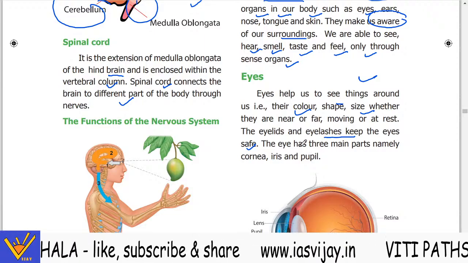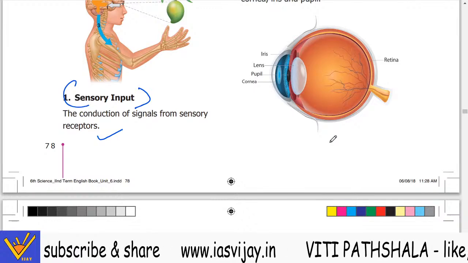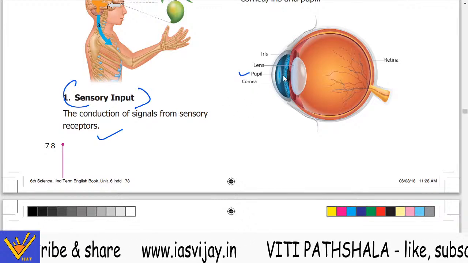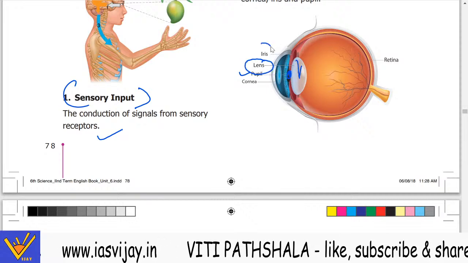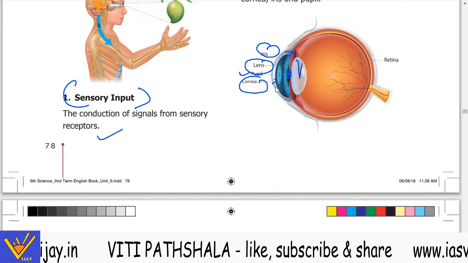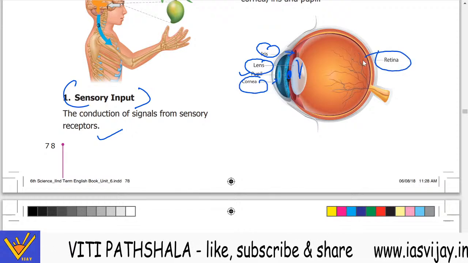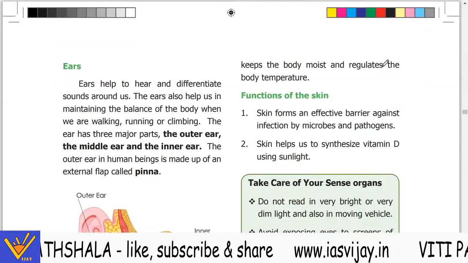The eye has 3 main parts, namely the cornea, iris and the pupil. So इसमें आपका pupil होता है, this part, this black one is pupil, this is the lens and this is the iris. And this is your cornea and the retina where the picture is formed and the message is sent. Now next comes your ear.